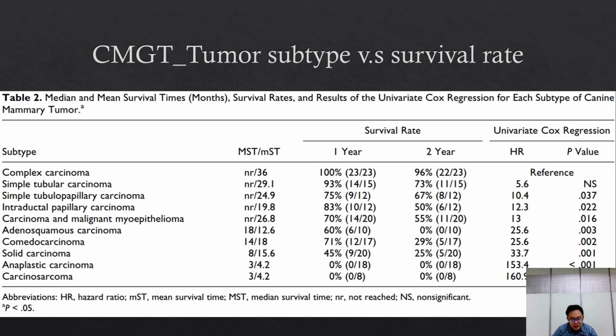As we can see in this table, the tumor subtypes versus the median survival time, 1 year and 2 year survival rate. As expected, anaplastic carcinoma and carcinosarcoma have the shortest median survival time, and the survival rate is 0.